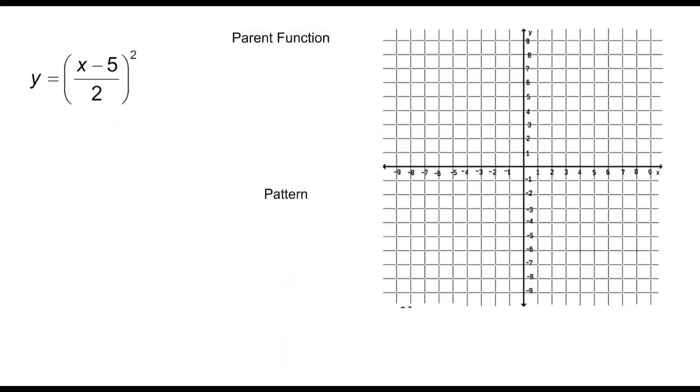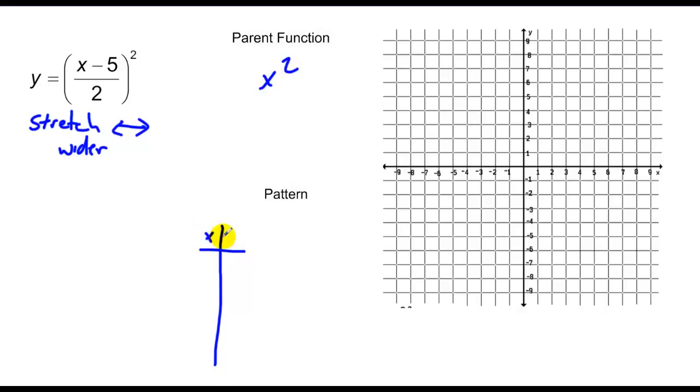Let's keep moving with some more examples. So here's the first time we have this number in a denominator of the function. So this is going to be our b value, which means in this case we know we stretch horizontally. So this is going to get wider. Parent function is still x squared. Pattern still -2, -1, 0, 1, 2, 4, 1, 0, 1, 4.